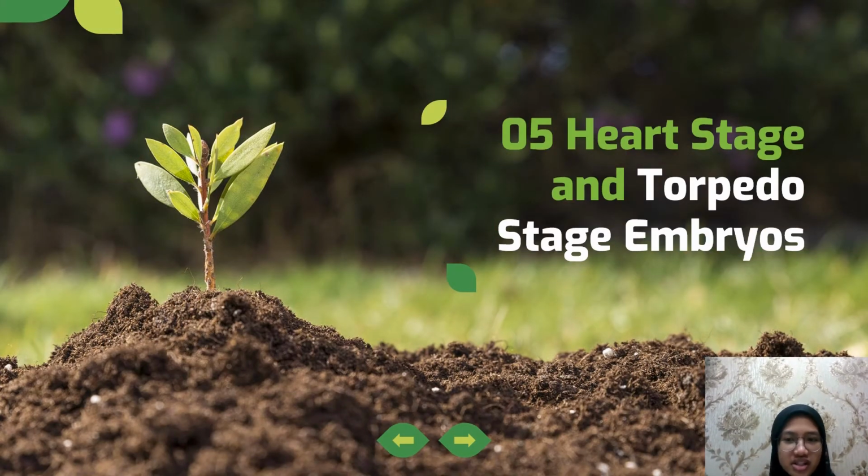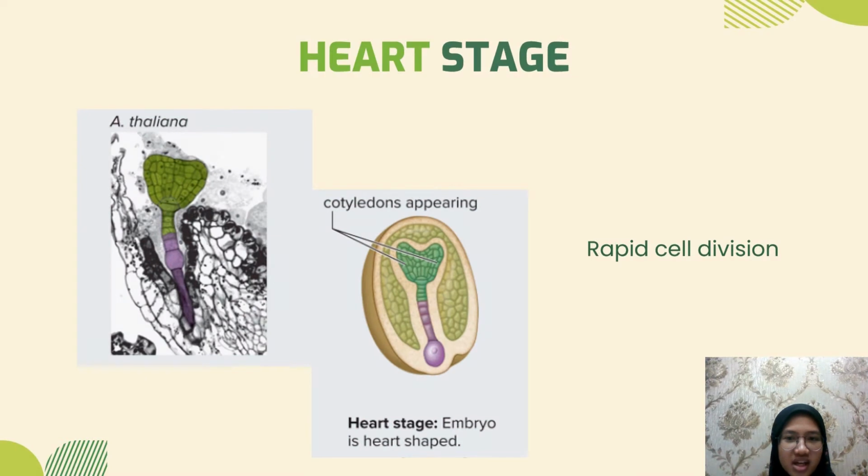Next, we have the heart stage and torpedo stage of embryos. In the heart stage, we can see that the embryo is in a heart shape. This happened because of the rapid cell division that occurs in the cotyledons or seed leaf.